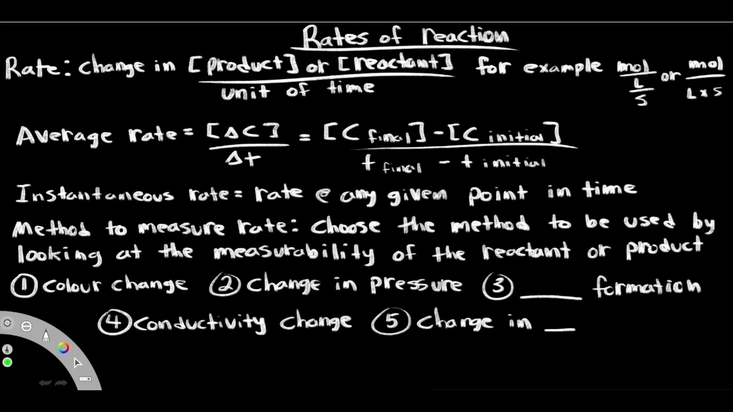The rate is a change in concentration of the product or the reactant per unit of time. So as you can see, we have a concentration here, moles per liter, per unit of time, which is our seconds. We're just going to expand it. It's going to look like this.